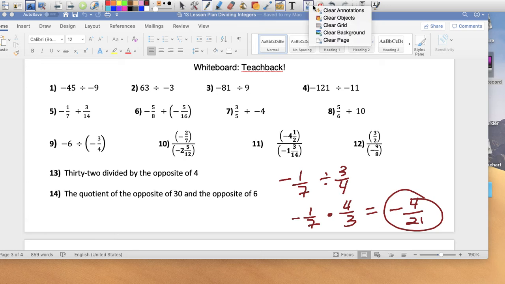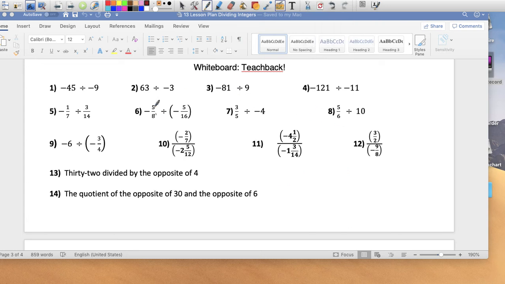So here's my answer to number 5. All right, so likewise, you can follow suit with the rest of one. So this number 6 is negative 5/8. I'm going to change that to multiplication. The reciprocal of 5 over 16 is negative 16 over 5. We can simplify. Well, I know it's negative times a negative, which is positive. This simplifies, right? It becomes a 1 and 1. 16 and 8 simplifies to 1 and 2. So my answer becomes 2 over 1, or just 2.